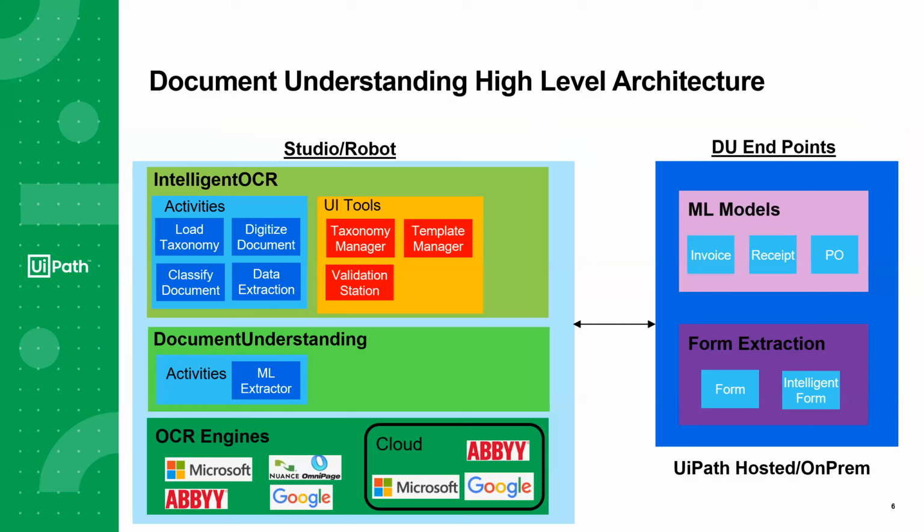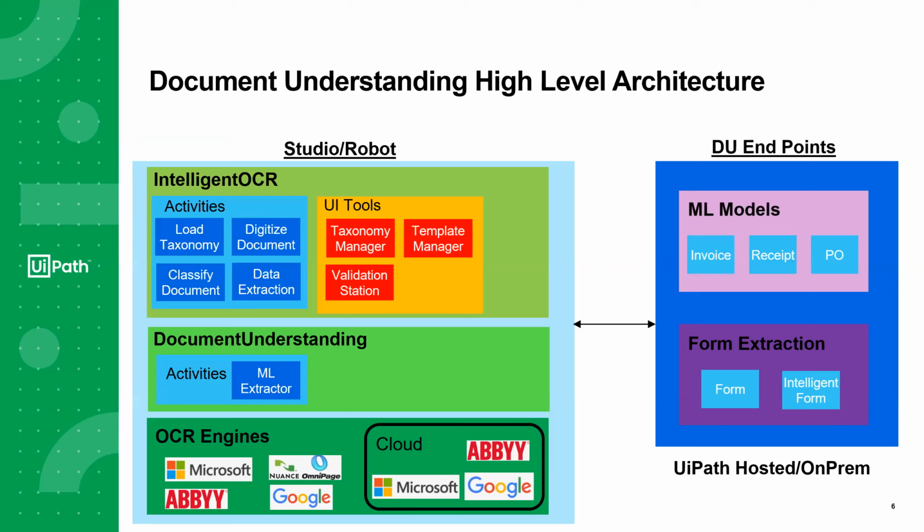So the next slide is titled Document Understanding High-Level Architecture. So here we have a high-level view of the document understanding components, and we will go deeper into each component later in this webinar. On the left, we have components that reside within the studio and the robot. Now, there are two packages that contain activities relating to document understanding, Intelligent OCR and Document Understanding. Intelligent OCR has been available since mid-2018, but it has evolved significantly over the past year and will be continuously adding to this capability as well.